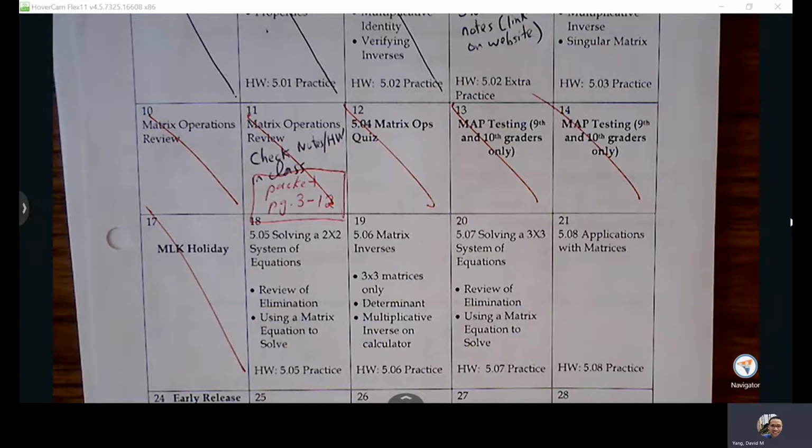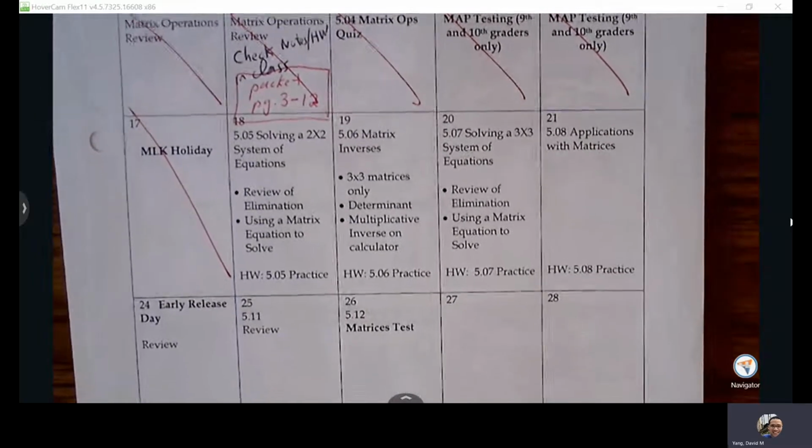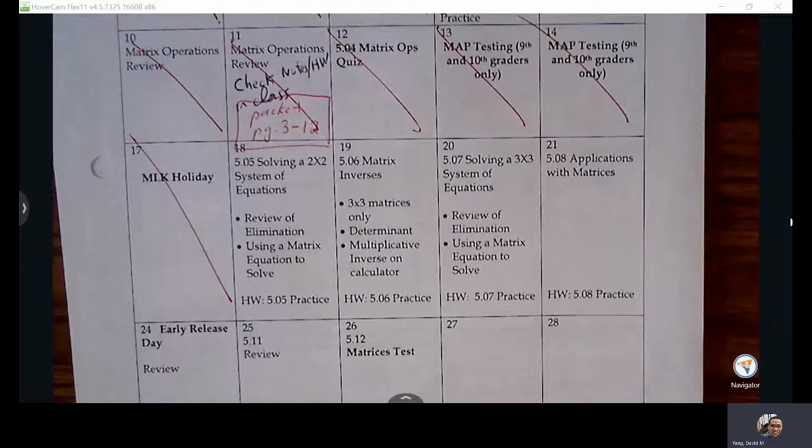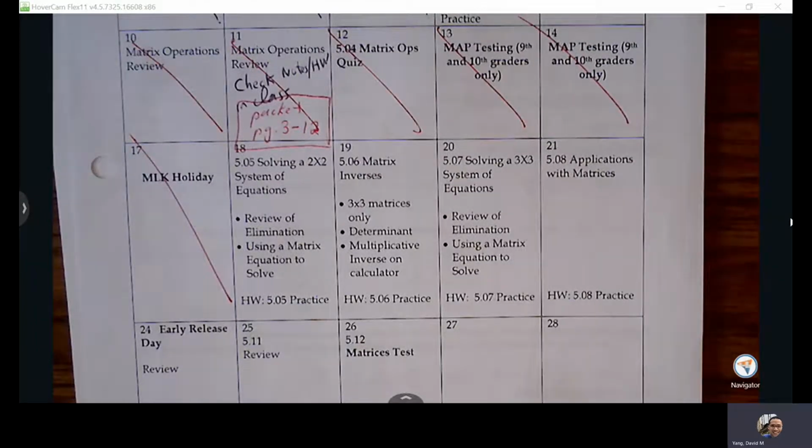Okay, let me go over the calendar for this week. First up, I have your quizzes graded. I put them in the grade book, and I'll try to hand them back either tomorrow or Thursday, but most of you did very well.